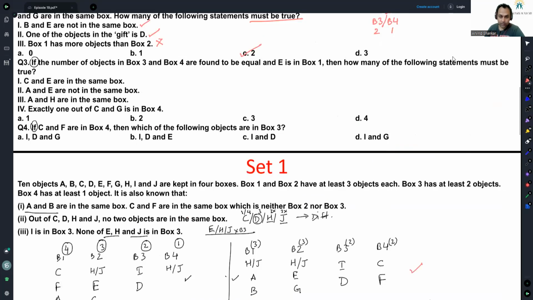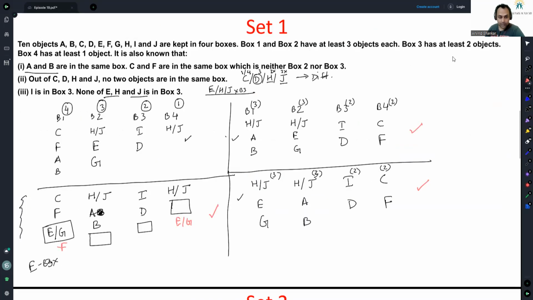And E is in box 1. So if E is here, G is here, E is here, G is here, and E is in box 1. So we are now only looking at these two cases. The case at the top right is no longer valid because E is in box 1.